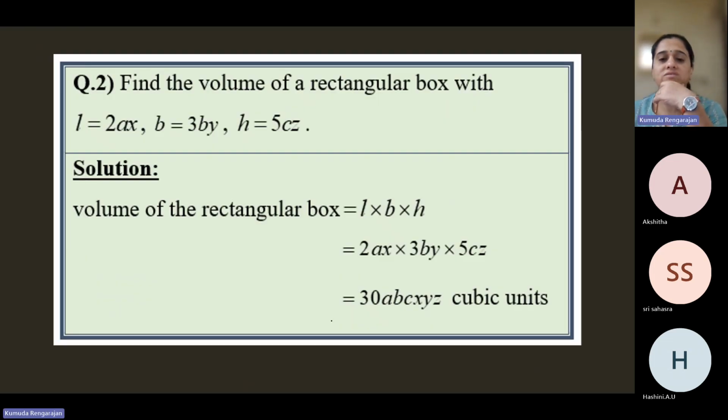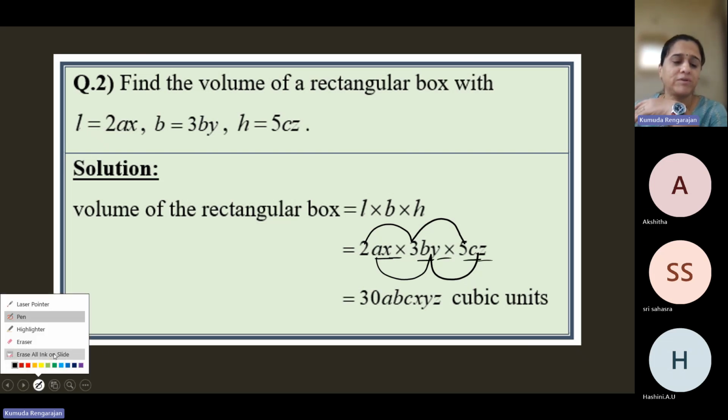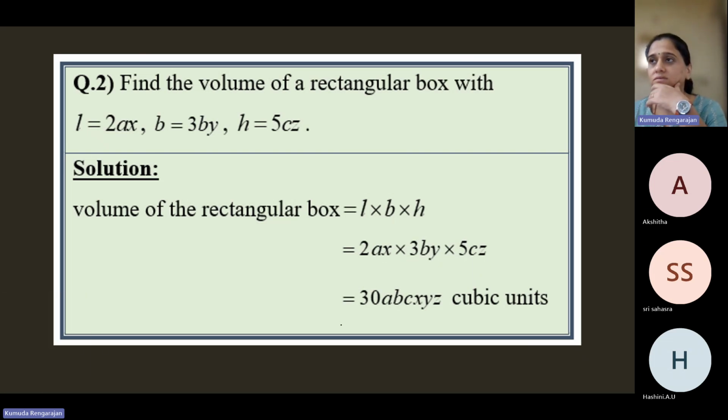Volume of a rectangular box. Rectangular box is a cuboid. It's not a rectangle. 2 3s are 6, 6 5s are 30. And then all these literal factors, they're all different. So it's going to be A, B, C, X, Y, Z. Any order you can write, but prefer the alphabetical order. You can even write 30, AX, BY, CZ is also fine.